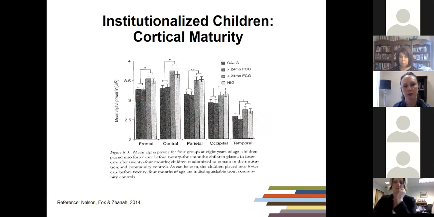So this first study that I'm going to show you is in a sample of kids who had very extreme and chronic early neglect.